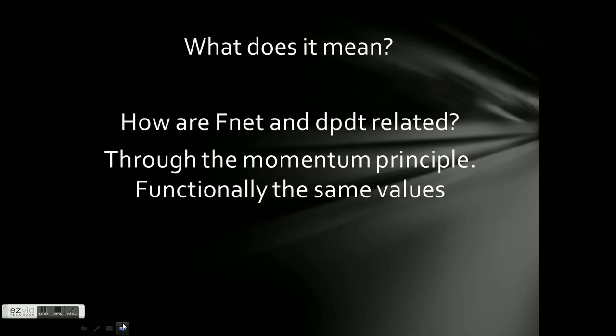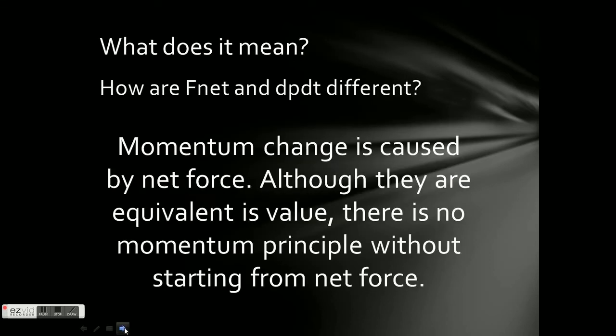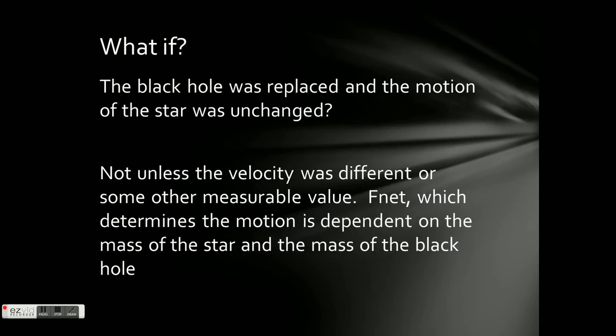So what does it mean? How are F net and dp dt and their perpendicular and parallel components related? They are related through the momentum principle, as I have stated before, so they functionally have the same values. They are not conceptually the same, however, because changes in momentum are caused by net force. There would be no momentum principle without first having a net force, and so we have a cause and effect relationship. You would not call a chicken and an egg the same thing, even though they end up being the same thing at the end.